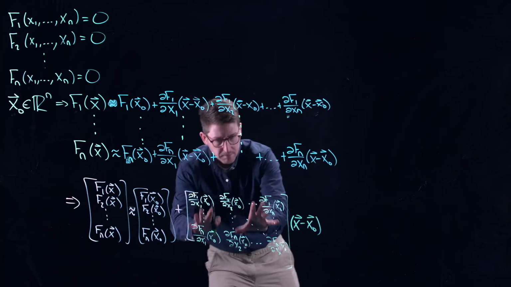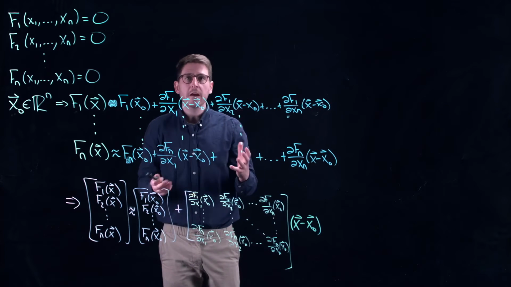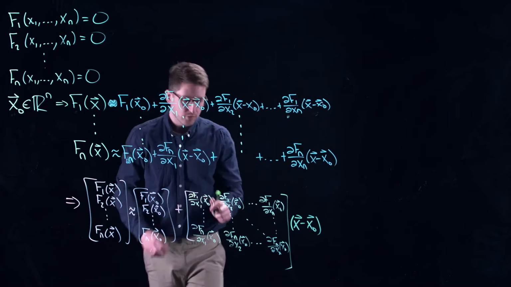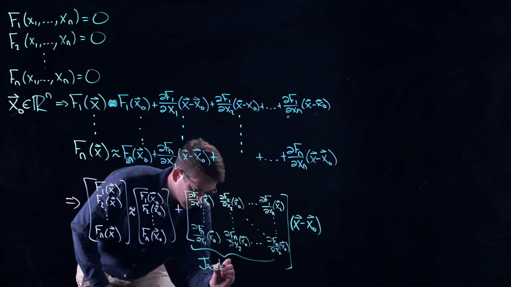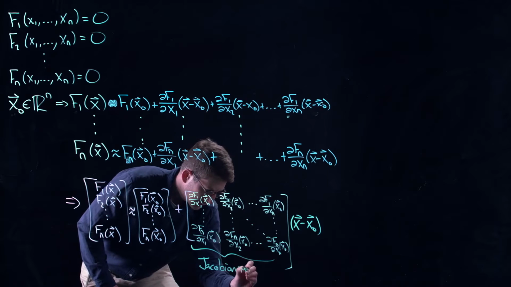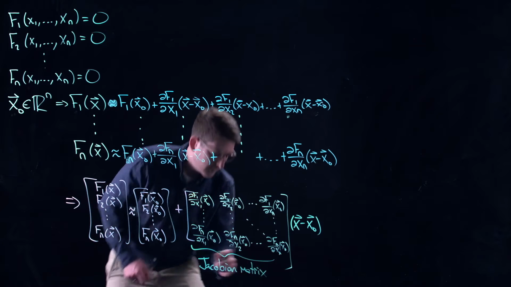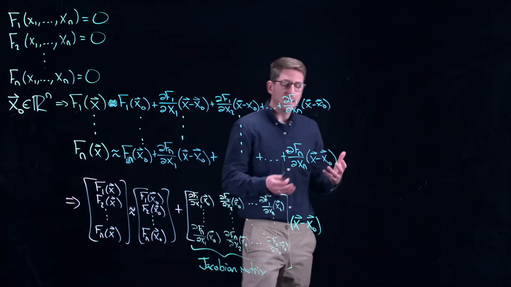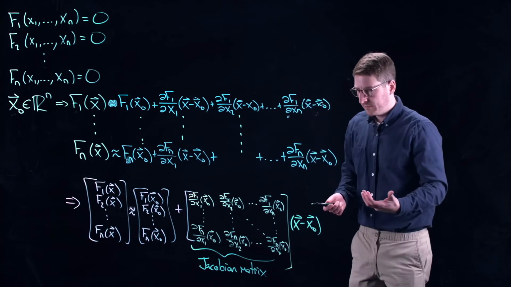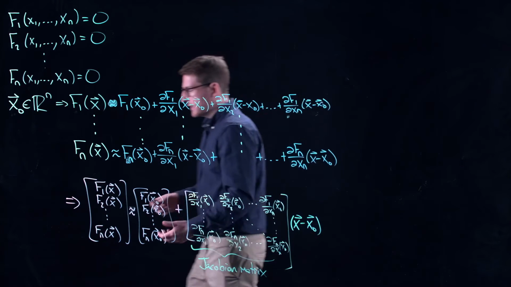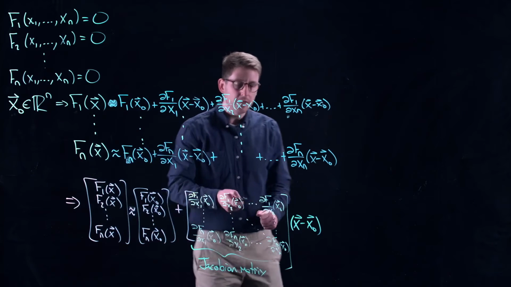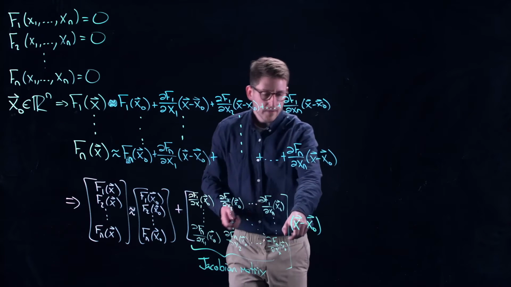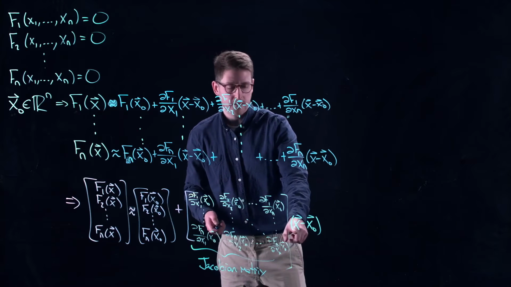Now, this matrix right here is a very special kind of matrix. This is called the Jacobian matrix. Typically, it's denoted by a big capital J. But now what you can see is that I can invert this. If this matrix is invertible, then I can solve for x in this case.